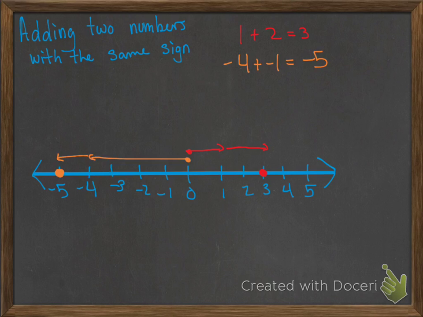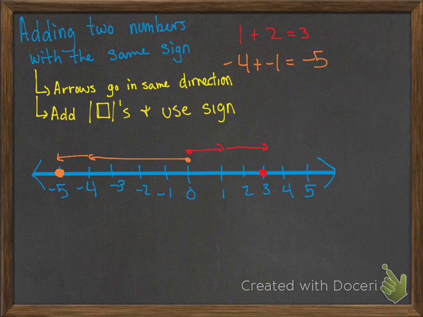So there are some steps and ideas that we can derive from this pattern. The first one is same symbol, or same sign, right? Both positive or both negative. The arrows go in the same direction. Both of the red arrows are pointing to the right. Both of the orange arrows are pointing to the left. So same symbol, or same sign, same direction.